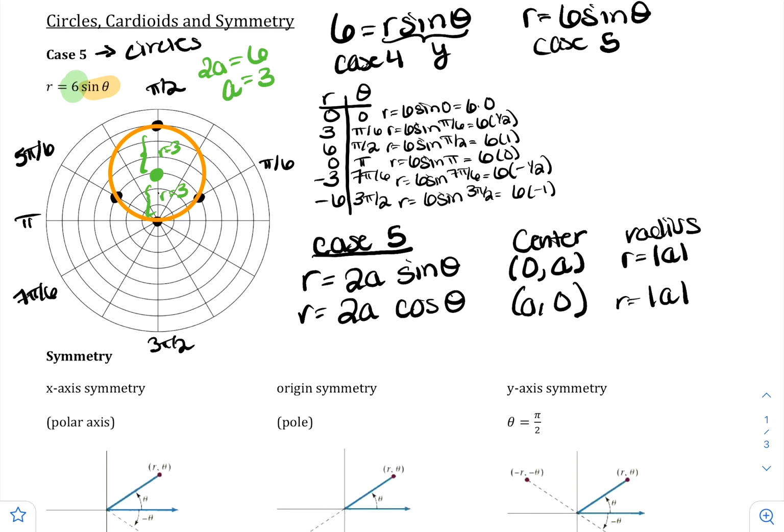So we're going to see how we're going to use that, but before we do that, I'm going to do one more example of case 5. But before I do that, I want to take a pause and talk about symmetry, of how I was able to see that it had y-axis symmetry.